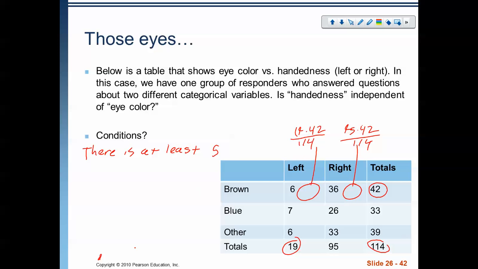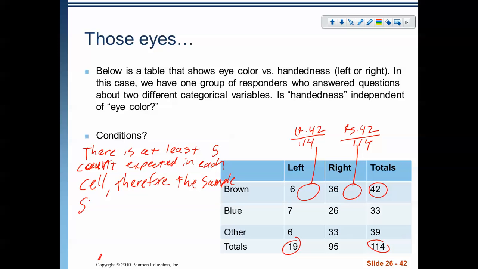So there are at least 5 counts expected in each cell. Therefore, the sample size is large enough. And then, since all of the assumptions and conditions match, I'm going to write a statement that says conditions have been met.